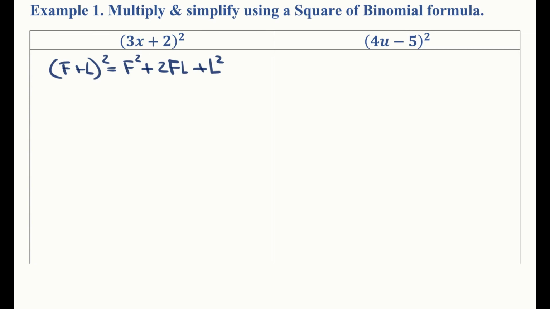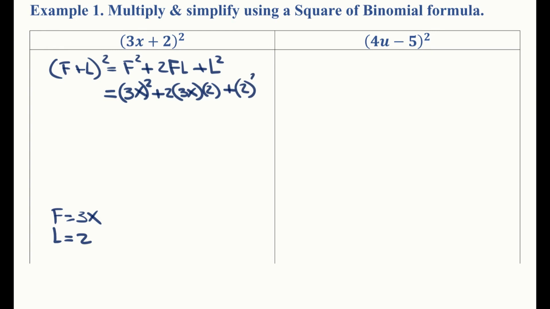Notice that here our f is going to be the first term, which is 3x, and L is going to be the second term, which is 2. So now we're just going to apply this formula. So f squared is just going to be quantity 3x squared plus 2 times f, which is 3x, times L, which is 2, and then plus L squared, which is of course 2 squared.